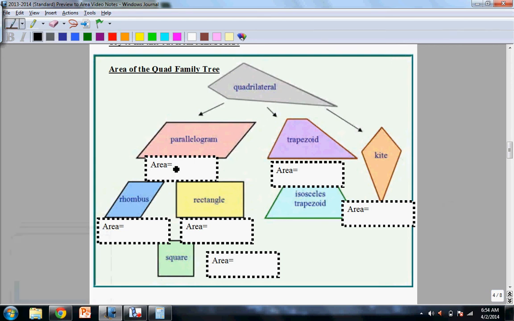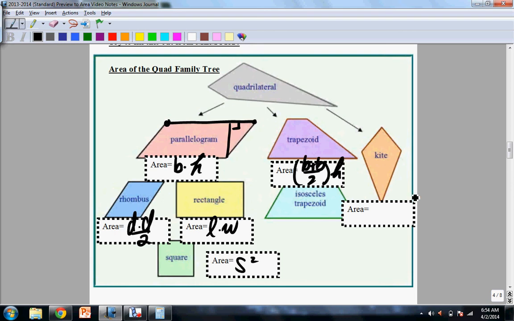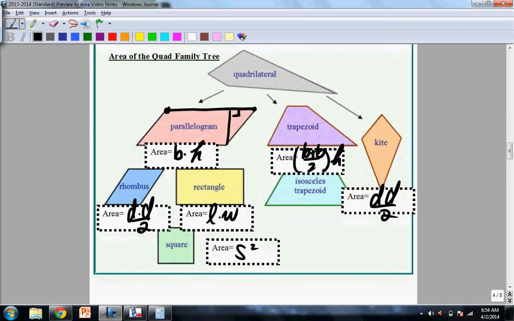Okay, let's see how you did. Parallelogram is area equals base times height. That's height straight up at a right angle. Base would be either of the parallel sides, base times height. A rhombus, area is diagonal times diagonal over 2. Rectangle, length times width, or base times height. Square is just side squared. Trapezoid, average the bases times the height. Kite is diagonal times diagonal over 2.